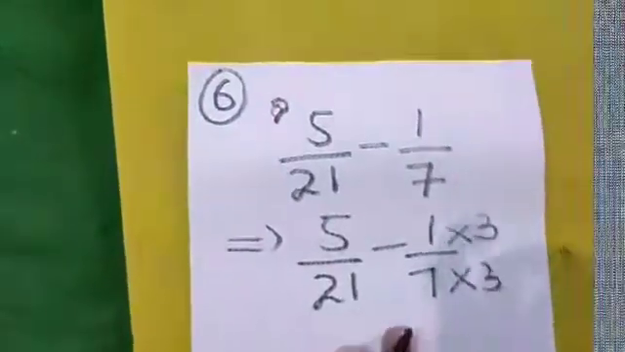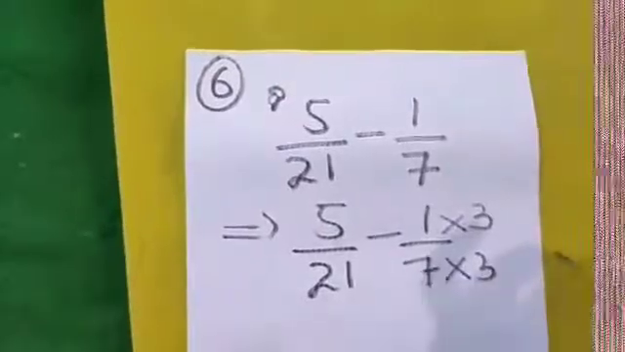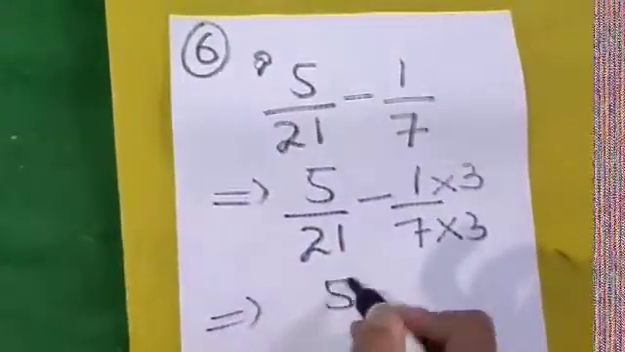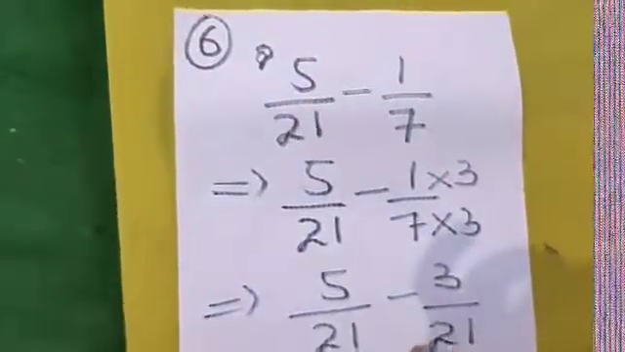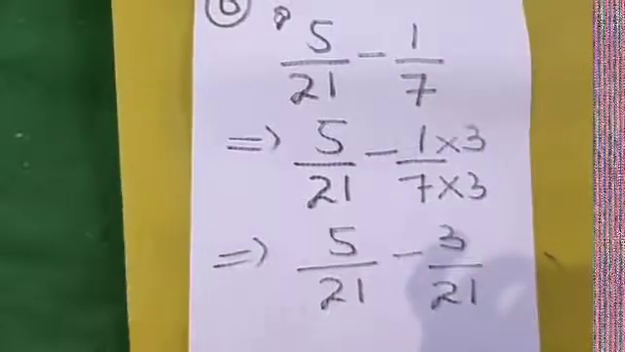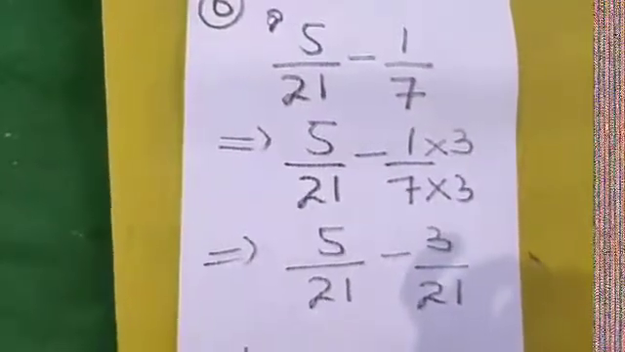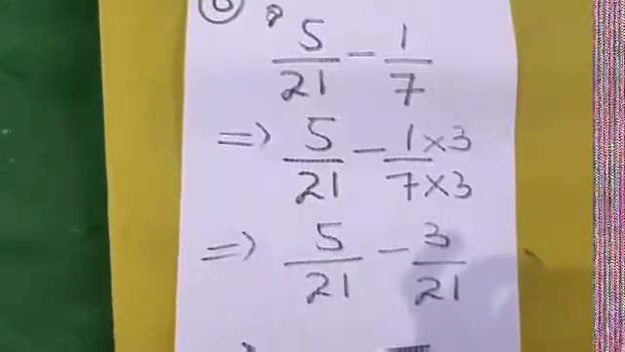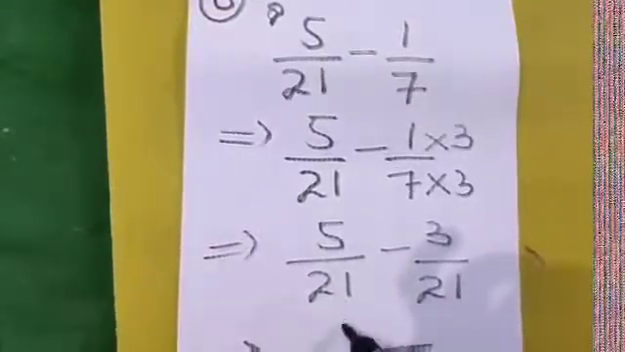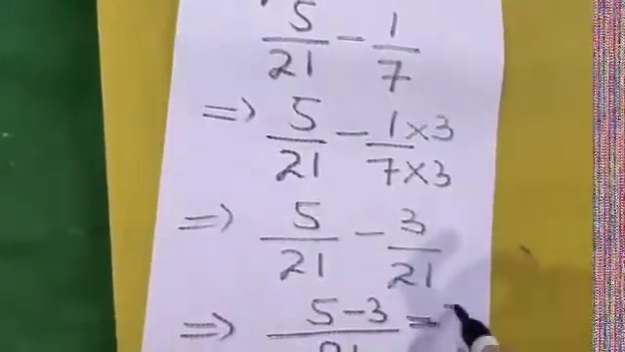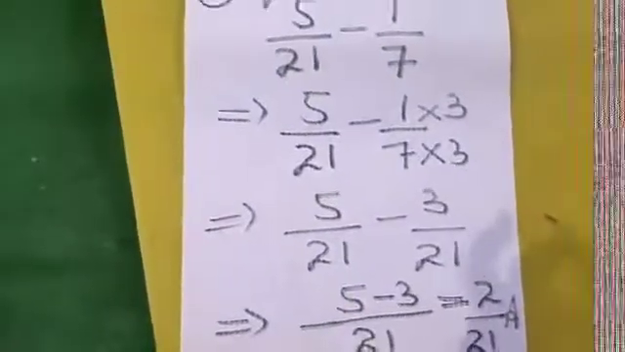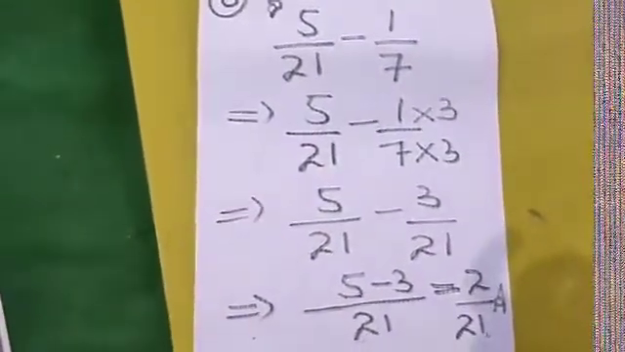We have multiplied by 3, so these two will become like fractions. Like fractions can be directly subtracted. We have to subtract only the numerators of these, and the denominator will be the same. Here the denominator is 21, we have to subtract 5 subtract 3. When 5 and 3 are subtracted, we get 2, and the denominator is 21. That means when 5 upon 21 subtract 1 upon 7, we will get 2 upon 21.